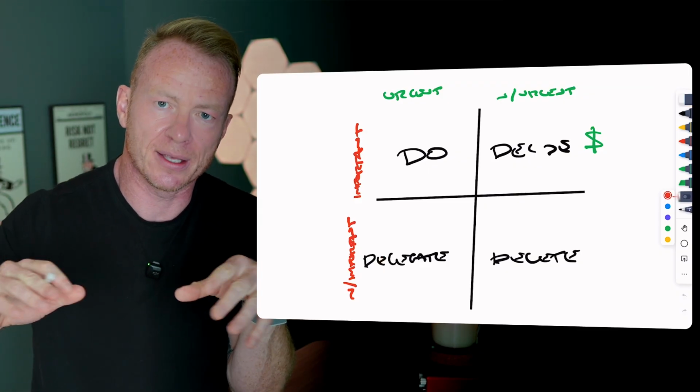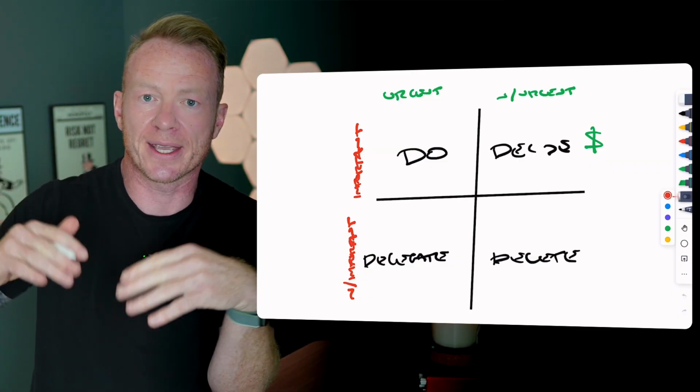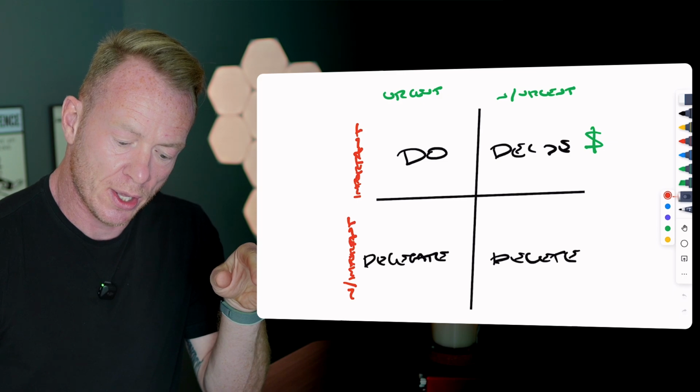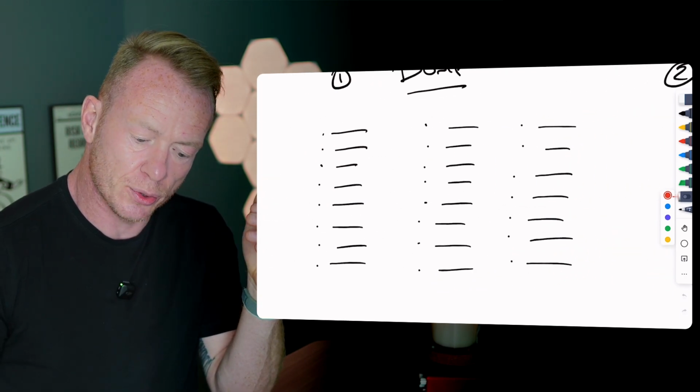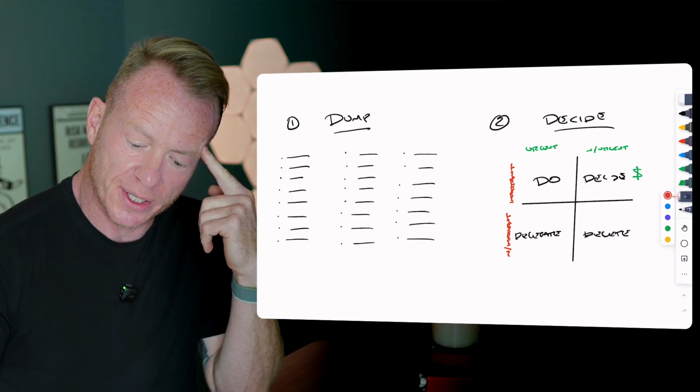And what I don't mean is delete them forever, just get them away, get them off your plate, put it in a parking lot and come back to it later. So that's how the quadrant works. So what you want to do is start to take these tasks and look at, okay, what box do these go into?